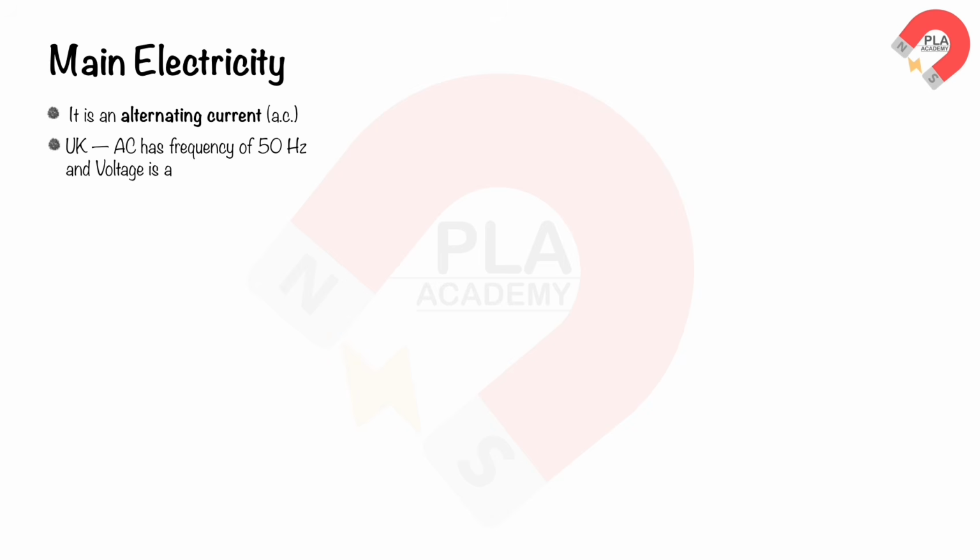Mains electricity. Mains electricity is the electricity generated by power stations and transported around the country through the national grid. Mains electricity is an alternating current supply. An alternating current is a current that flows back and forth. In the UK, the domestic electricity supply has a frequency of 50 Hz and a voltage of about 230 volts. A frequency of 50 Hz means the direction of the current changes back and forth 50 times every second.